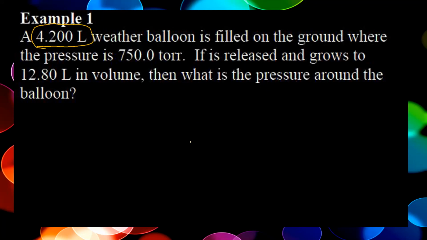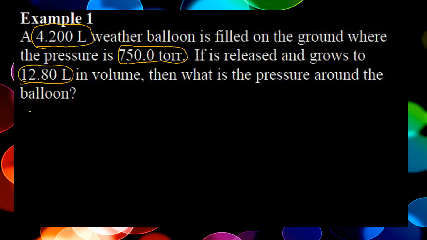4.200 liter weather balloon is filled on the ground where the pressure is 750.0 torr, so I'm going to circle that. If it's released and grows to 12.80 liters, going to circle that, in volume, what's the pressure around the balloon?